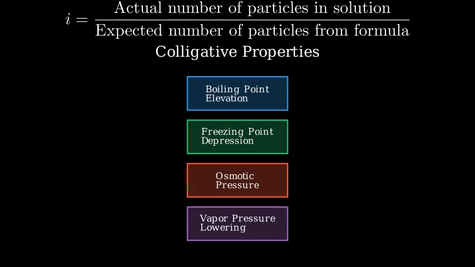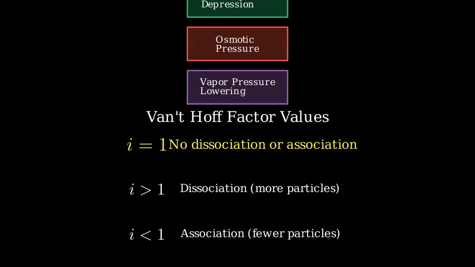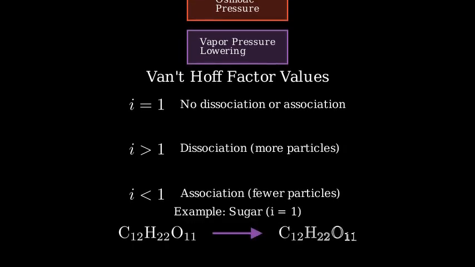The value of the Van't Hoff factor depends on how the solute behaves in solution. We can have three main cases. First, when i equals 1, this means the solute neither dissociates nor associates in the solution. It behaves exactly as expected from its formula. For example, sugar, C12H22O11, in water behaves as a single unit and doesn't break apart.